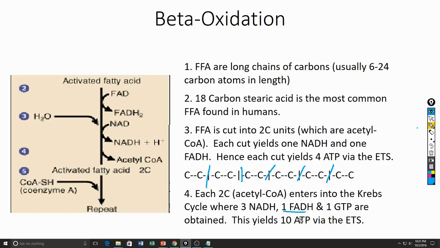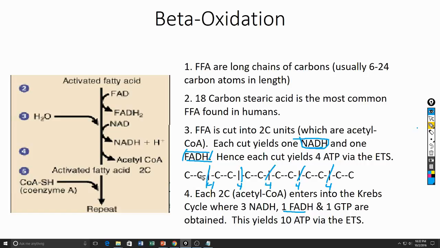Okay? So, what is that? Yeah, right here. We get one NADH, one FADH per cleavage. And if we remember our energetics here, NADH is worth 2.5, FADH is worth 1.5. Net result, we're getting 4 ATP every time we do a cut, because this is all occurring in the mitochondria, so we can use these NADHs and FADHs in the electron transport chain.